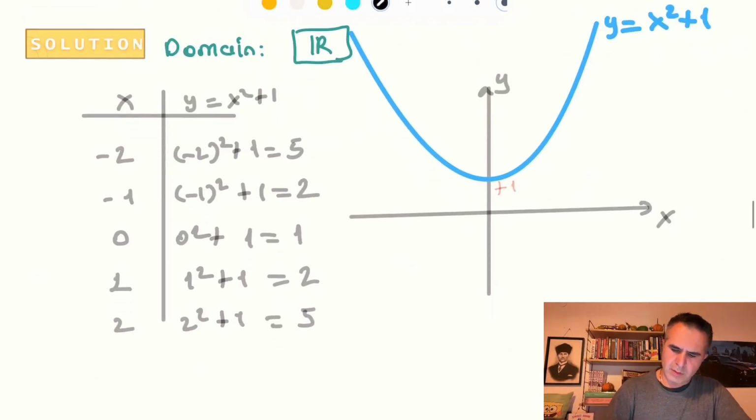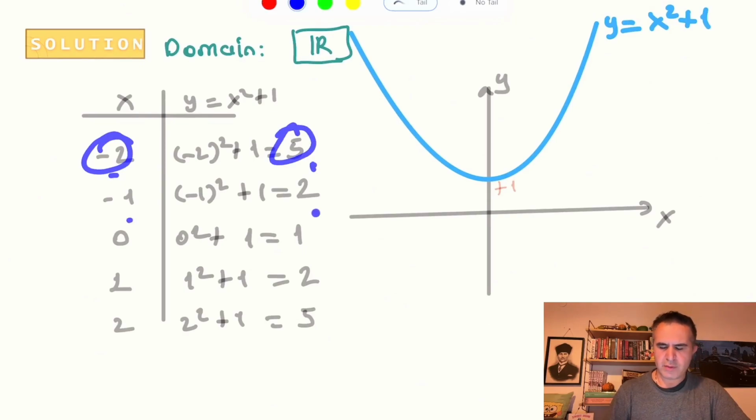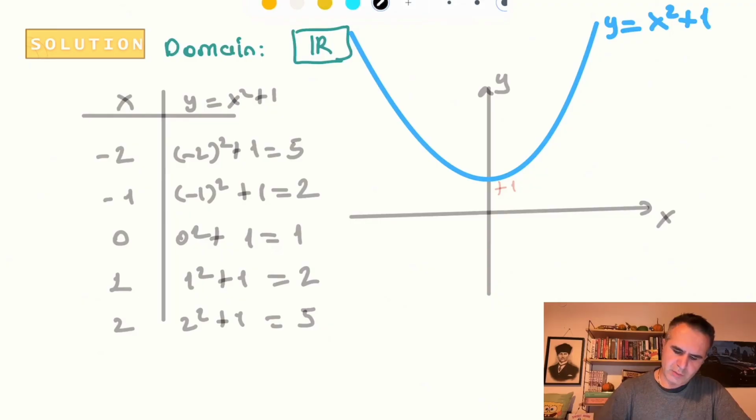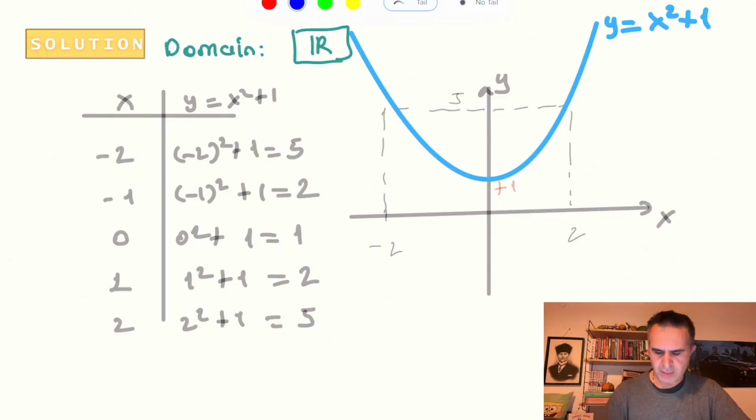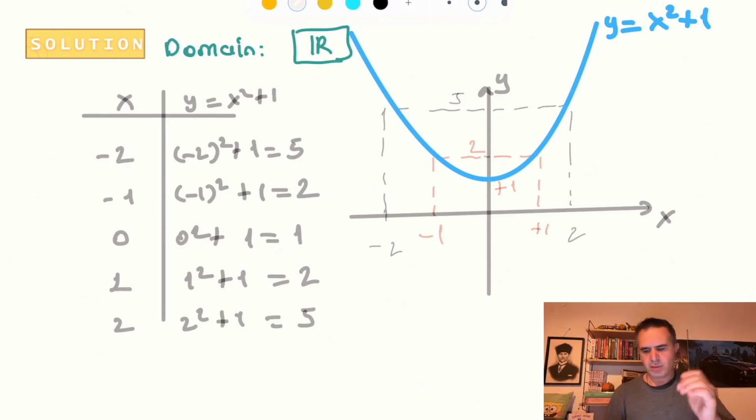And all these points, minus 2, 5 and minus 1, 2, should be on the graph. For minus 2, y is equal to 5, and also for plus 2, y is equal to 5. And for minus 1, y is equal to 2. Also for plus 1, y is equal to 2.